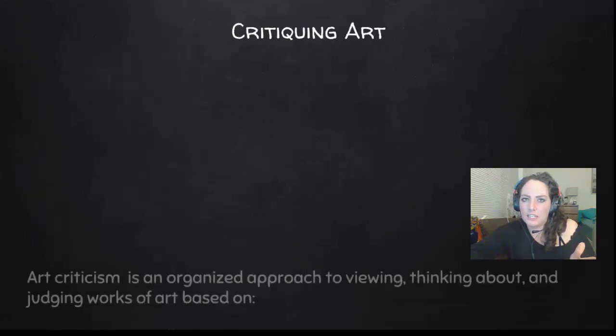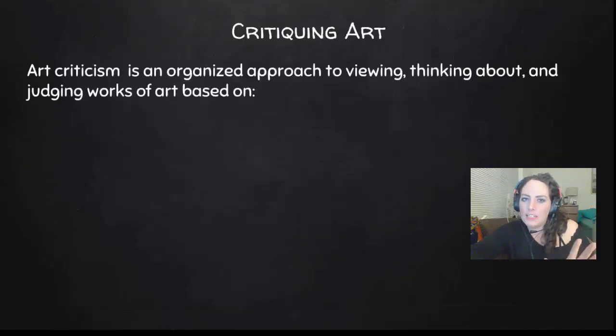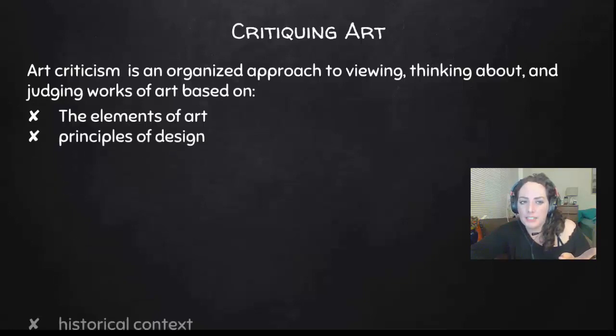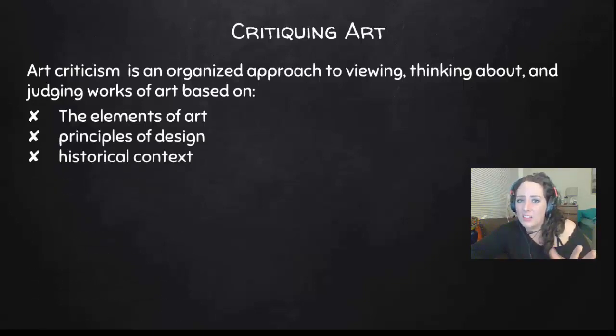And then the last thing that I'm teaching you in this module is critiquing art. So art criticism is an organized approach to viewing, thinking about, and judging works of art based on, so judging art, being able to look at art and not just say, ugh, I don't like it. So you have to look at art and be able to judge it in an intelligent, focused way. And I want you to do that using the elements of art and the principles of design and the historical context. So what was going on in history at this time that made this art look this way? And we will talk about this in lecture during week 3, and that's a really important day for you to come if you can.